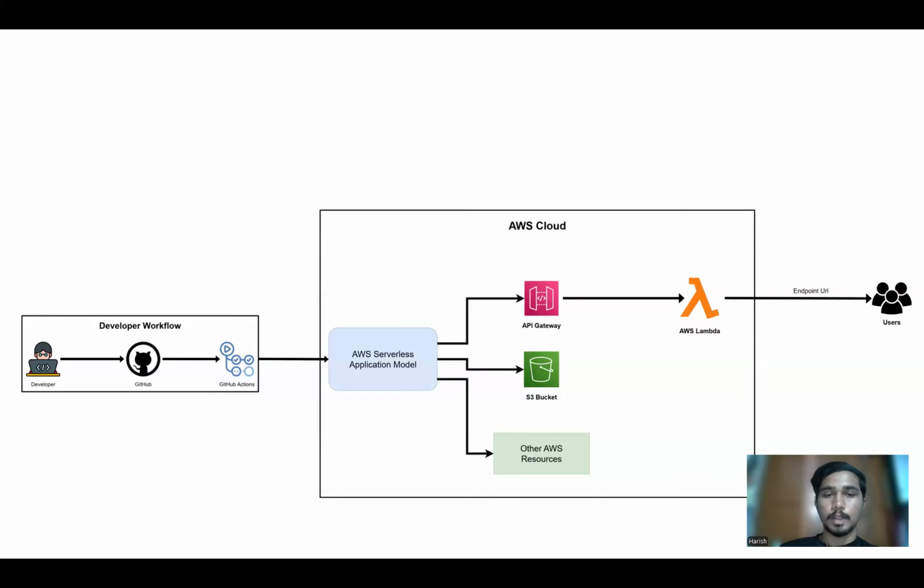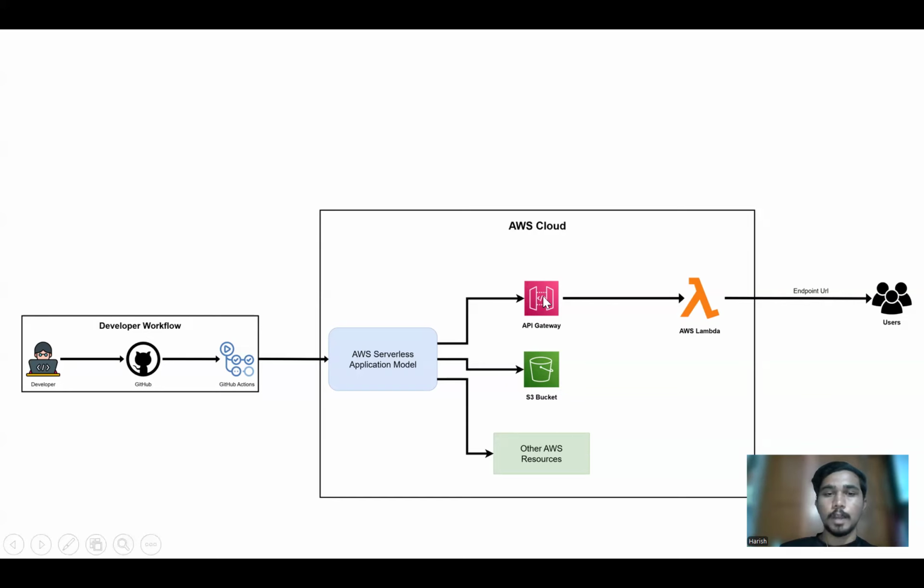Here the deployment is managed using AWS Serverless Application Model, which is AWS SAM. It simplifies serverless application development and deployment. AWS SAM deploys the application to different AWS services, like here you can see API Gateway, S3 bucket, AWS Lambda, and other AWS resources.